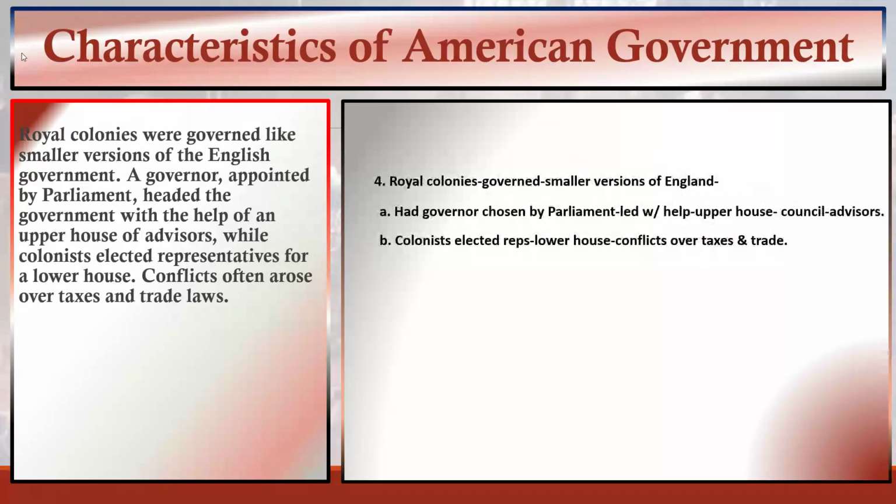So royal colonies governed smaller versions of England. Basically said that. Had governor chosen by Parliament, led with help of upper house council advisors. Colonists elect representatives, lower house, conflicts over taxes and trade. Okay, and while a bit of a longer paragraph, I was still able to break that one down into just two.